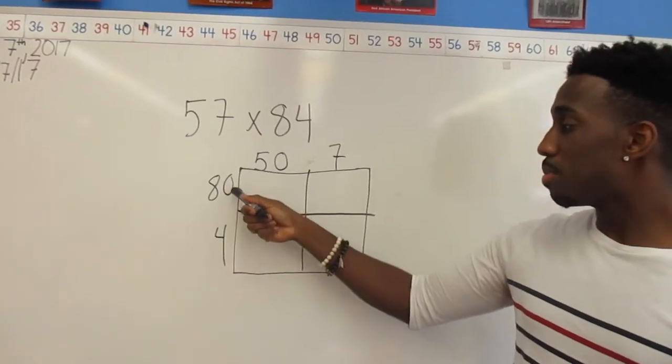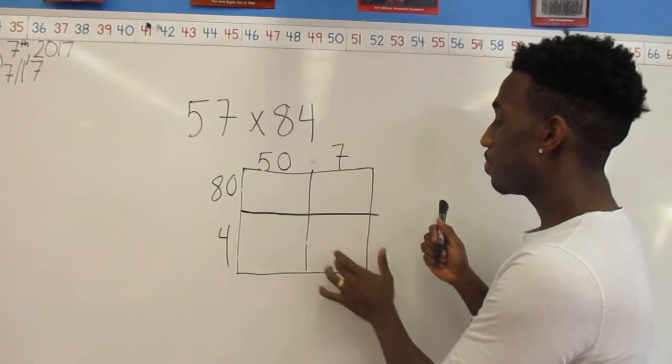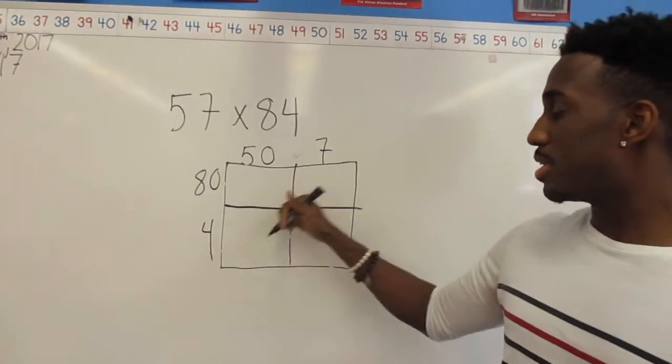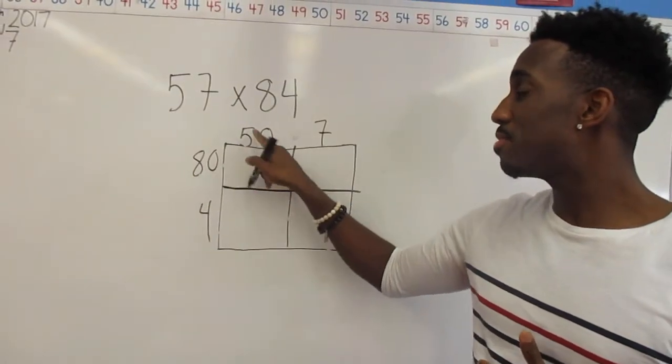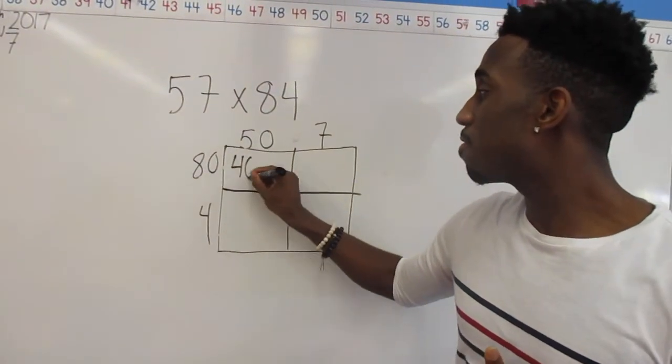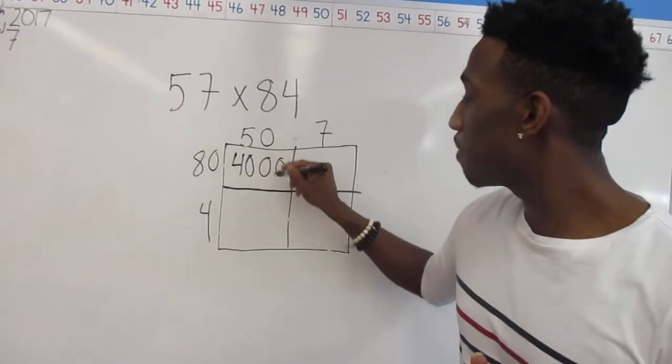Great, so now I'm going to multiply and find the area of each individual rectangle. And I'm going to add up all the numbers that I get. So 80 times 50, I know that 8 times 5 is 40. I'm going to write 40 first. I have 2 zeros, so I'm going to just add my 2 zeros.